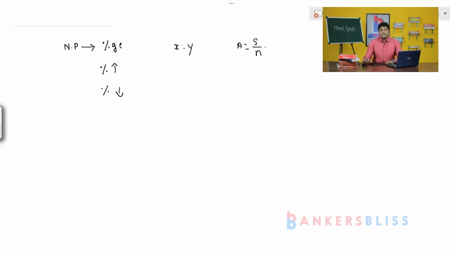Average is equal to sum by n. So you people know what you mean by percentage increase, what you mean by percentage decrease. You know the ratio x is to y, how to calculate it, and what similarities should be there to calculate the ratios. Next, you know how to calculate average. Sum divided by n, that is the formula we use to calculate average. So these are very important tools to solve any problem related to mixed graph.